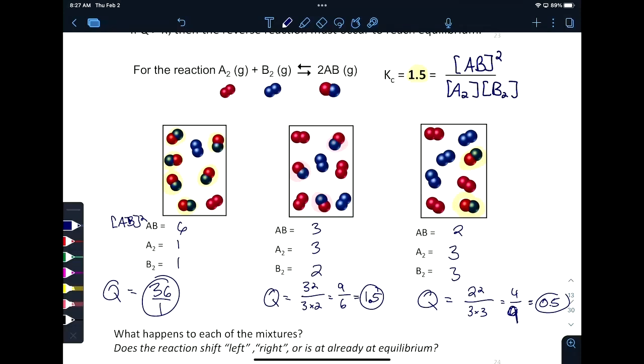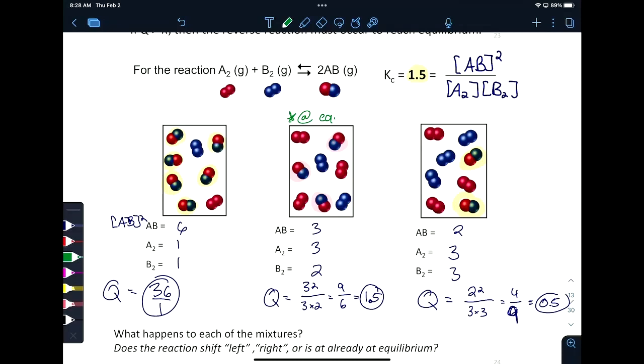All right, so with these Qs, we can predict the direction each of these reactions will go. Are any of the pictures already at equilibrium? Yes, the second picture is already at equilibrium. So does that mean in this picture, no reaction happens? Are these balls just bouncing off one another? No. Yeah, that's the correct answer.